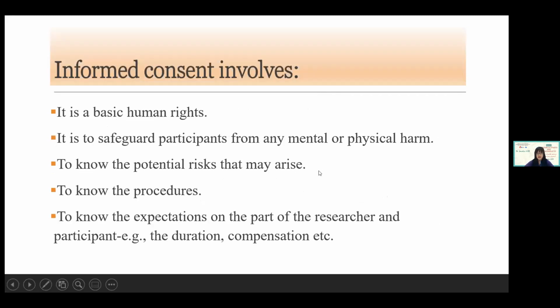So informed consent involves some of these items listed on the screen. It is a basic human right. It is our rights. Yeah? It is to safeguard participants from any mental or physical harm, as in social science research. We don't want to put them in a situation where it causes them distress. They have to know the potential risks that may arise. What are the risks? What are the adverse effects? What are the things that are there in the trial?